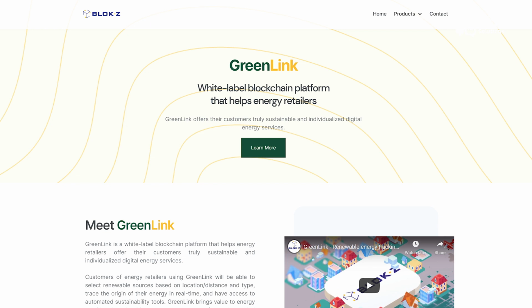BlockZ develops energy management software and blockchain technology to bring provenance and activity monitoring to the renewable energy market. The white label platform enables energy retailer clients to verify the origin, ownership, and obviously consumption of green energy in real time, therefore increasing acquisition and retention of eco-conscious end users, both corporates and individuals.